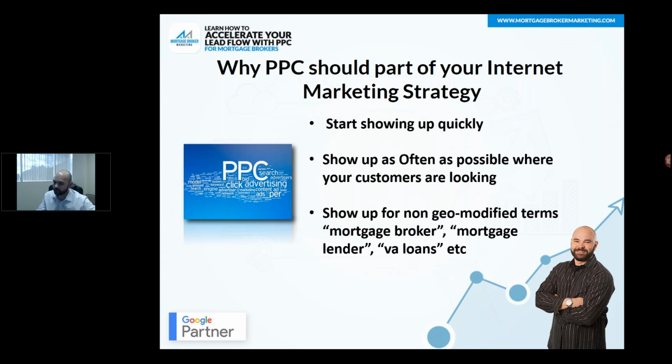And with SEO, that's not the case. Google's getting much better at recognizing where the searcher is and showing locations near that searcher. So with PPC, you're able to show up for these non-geo-modified terms. And by geo-modified, if you're wondering, that's obviously like mortgage broker Dallas or mortgage lender in Dallas.